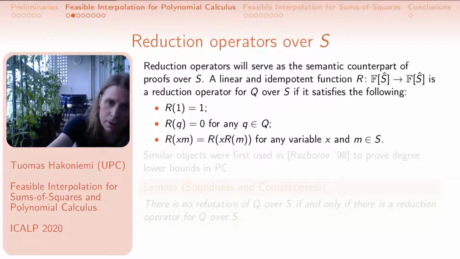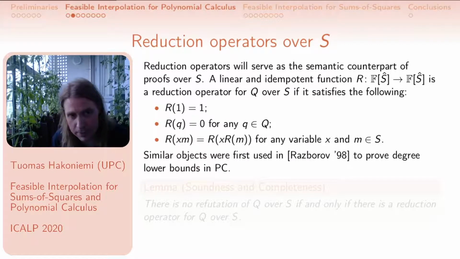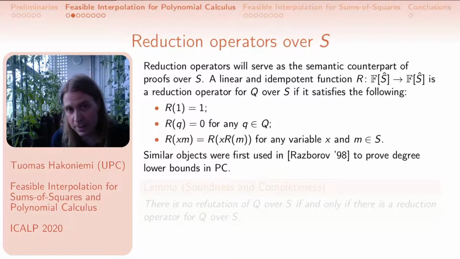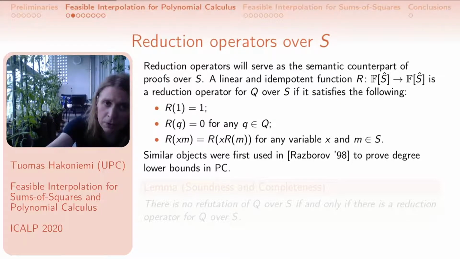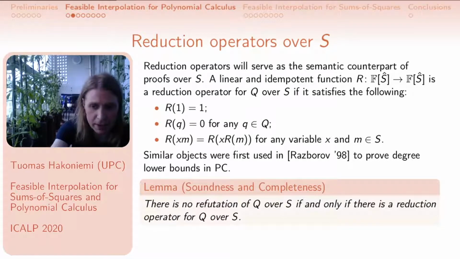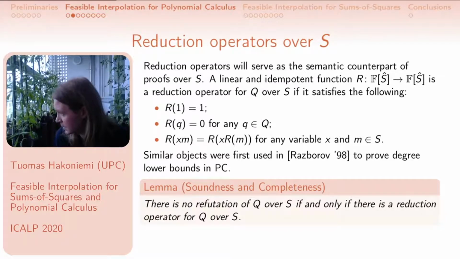I want to mention that similar objects have been used previously to prove degree lower bounds in polynomial calculus, originally by Razborov. We have here restated these definitions in the context of proofs over a set of monomials. Okay. So these reduction operators over S capture the provability over S in the following sense.